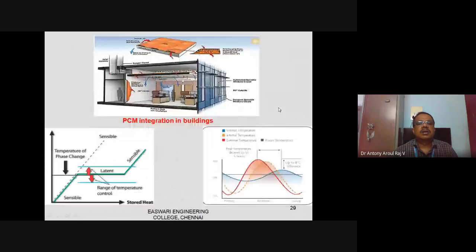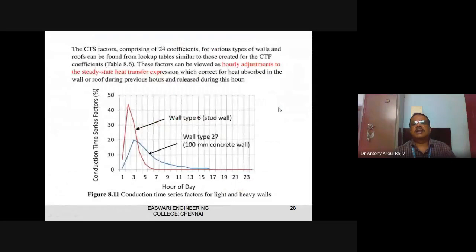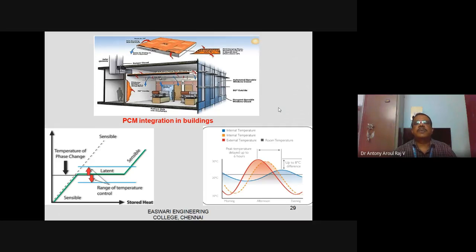Now we will go for today's discussion, that is the PCM integration in building. So why I was discussing about these things, because if I talk about PCM integration in buildings without this discussion, you will not understand. So that is why I've gone for this PCM integration in buildings.